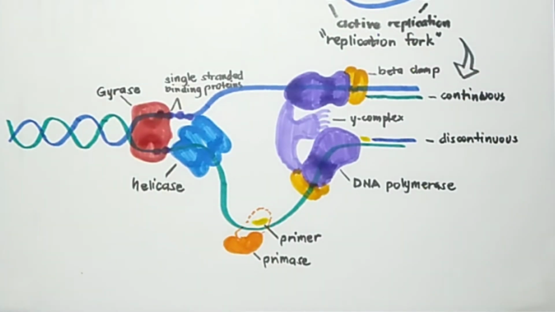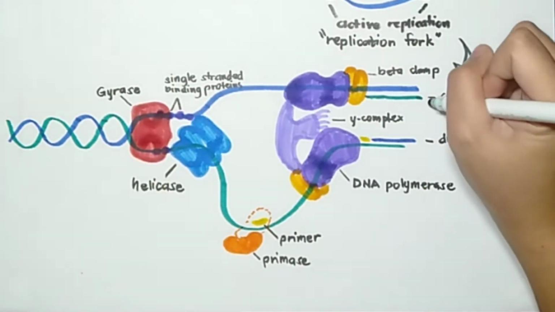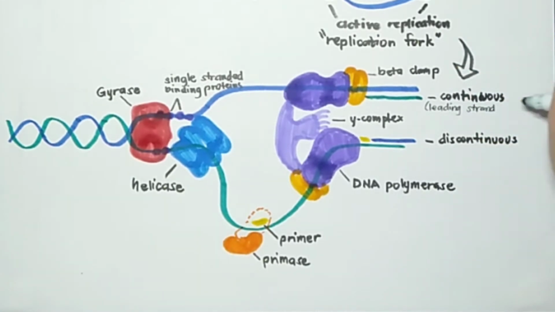Continuous synthesis is called leading strand synthesis, occurring in the 3' to 5' oriented parent strand, or the leading strand. It synthesizes a new complementary strand in the 5' to 3' direction.